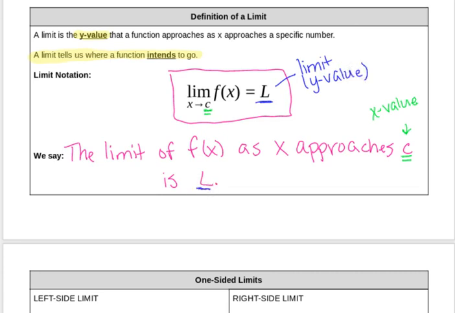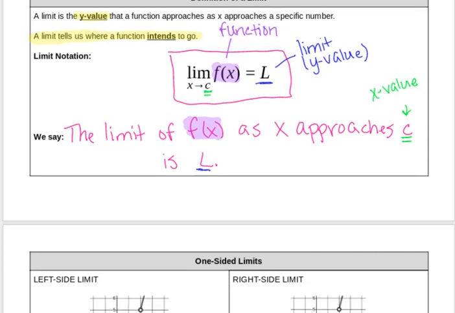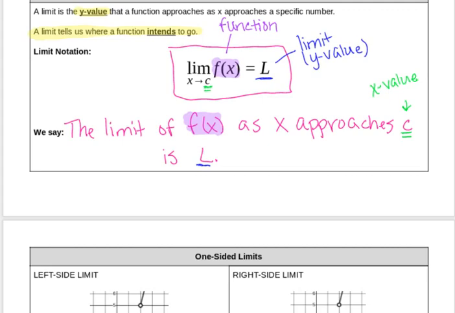So that's right here. And then the only other thing I want to point out just really quickly is that this f of x right here is just the function that we're talking about. So whatever the function happens to be, that's our f of x. So you'll want to know those different pieces as we continue talking about limits and about correct limit notation.